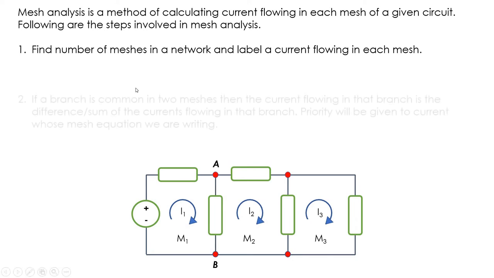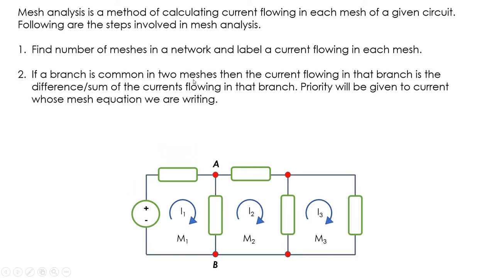Coming to the next step, if a branch is common in two meshes, then the current flowing in that branch will be the difference or the sum of the currents flowing in that branch. So let's understand this line. If you see this AB branch here, this is the common branch between this M1 mesh and this M2 mesh. So the current that will be flowing in this branch will be either the sum or the difference of this I1 and I2. Now it will depend on which direction you have taken for the currents.